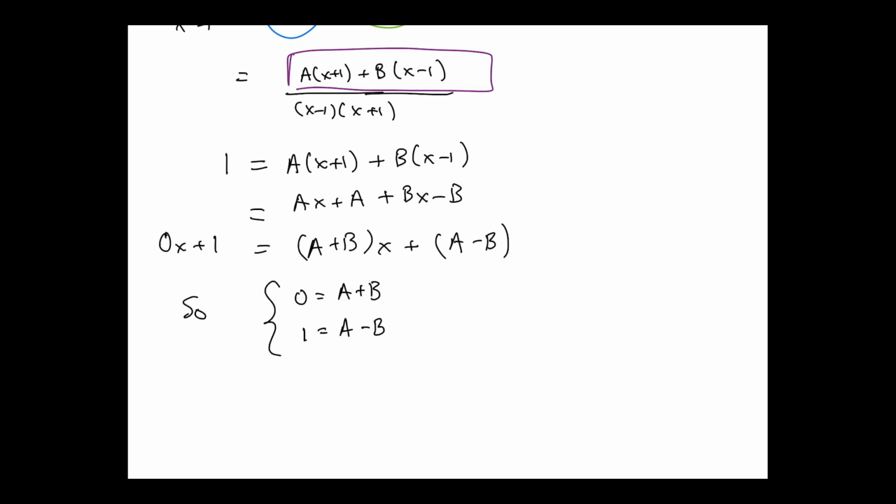Although in this case, what's really convenient looking, the b and the minus b, right? What would happen if I added these two equations together? The b's would cancel, and I would get 2a equals 1. Therefore, a equals 1/2, which is not an integer, is it, Mr. Trapp?